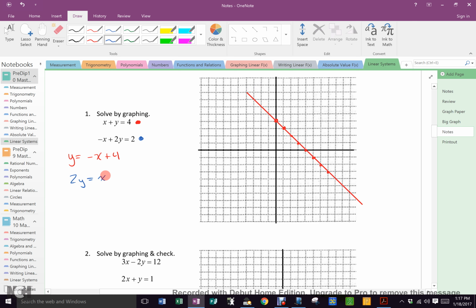2y is going to equal x plus 2. But I'm still not quite there. Y is going to equal 1/2 x plus 1. So I go up to 1, and 1/2 is up 1, right 2. Oh, look. The two lines meet right there. What is that coordinate? I'll let you draw your own.